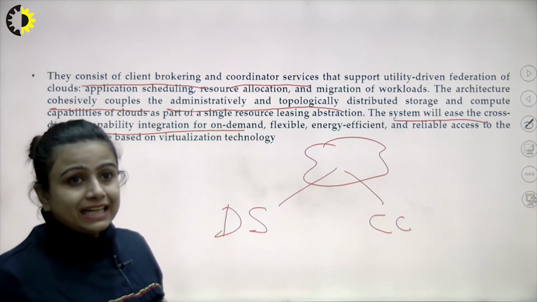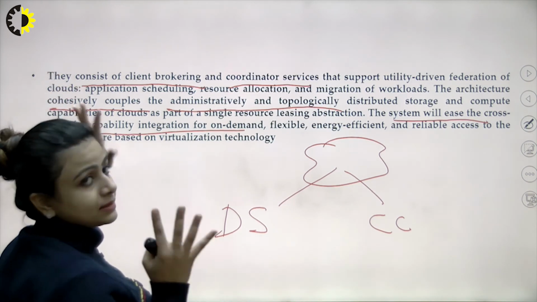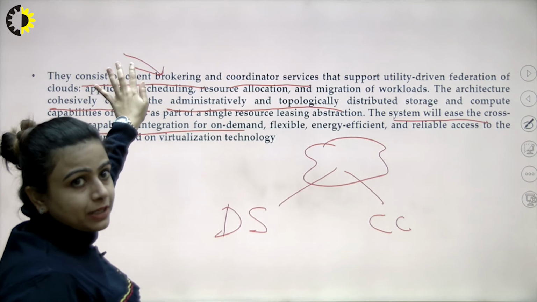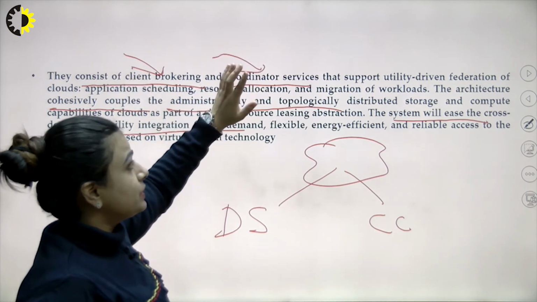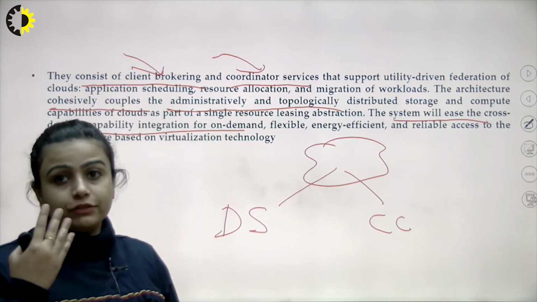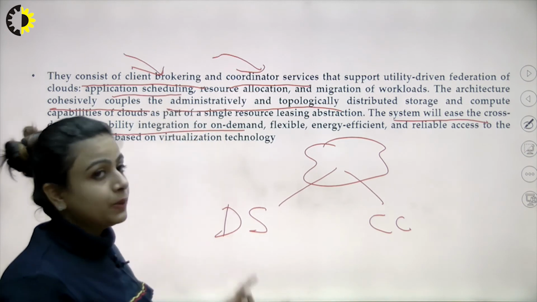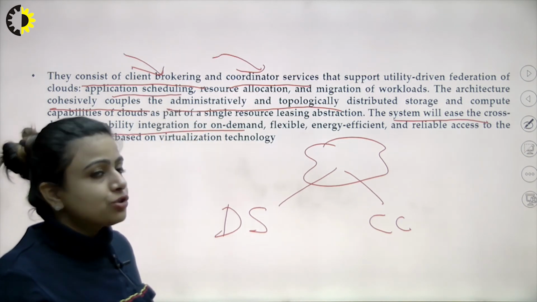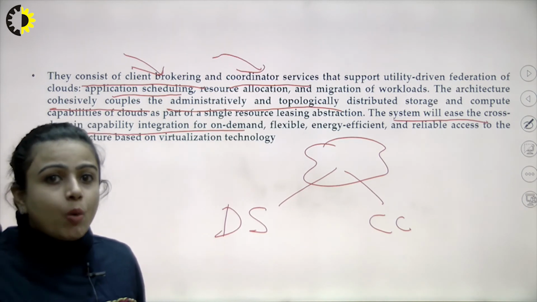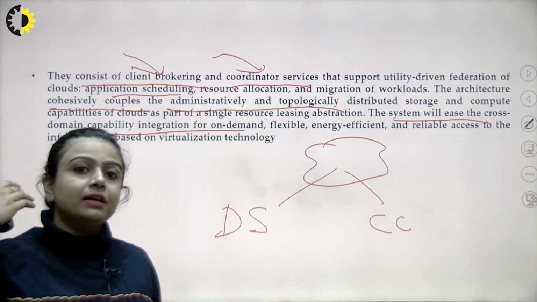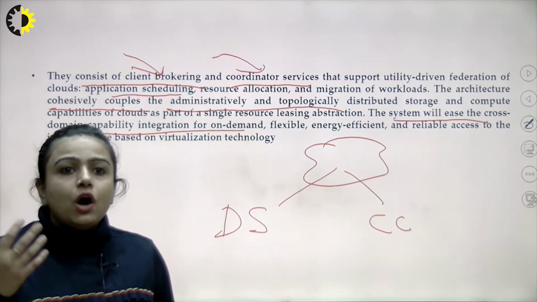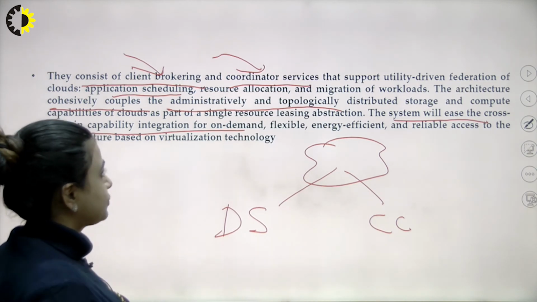So what we exactly want here is that whatever cloud you are consisting of, or you are joining, the features or the services, the client brokering, whosoever is the broker managing your client, and your coordinator services which are supporting the utility federation of the clouds. What kind of federation of clouds are we talking about? We are talking about application scheduling, resource allocation, and the migration of the workload. So these kinds of architecture have to be cohesively coupled and then monitored regularly, topologically, and they should have another algorithm where we can identify the computing capability of the cloud, or let's say the part of single resource leasing the abstraction.